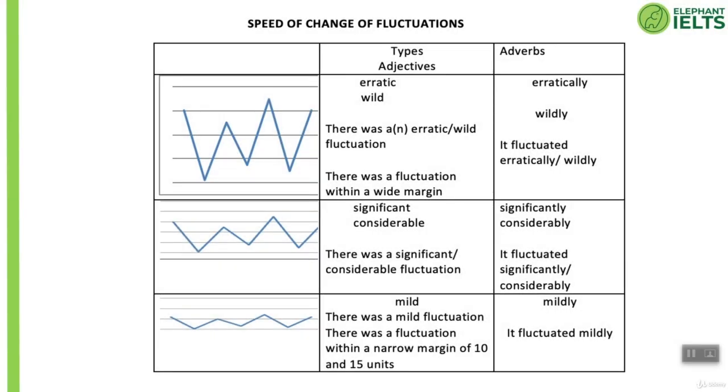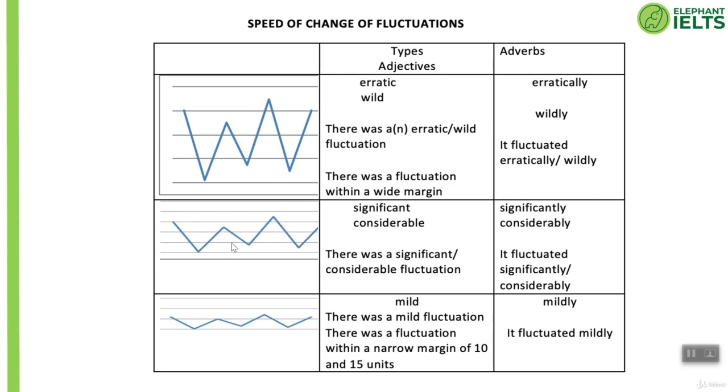We also talked about fluctuations before. Fluctuations can also have a change in speed. Look at these wild fluctuations. We can describe them by saying sales fluctuated erratically, or sales fluctuated wildly. We can also say sales fluctuated within a wide margin, like these ones here. If we imagine that there's a margin around the fluctuations, we can say sales fluctuated within a wide margin, or there was a fluctuation within a wide margin.